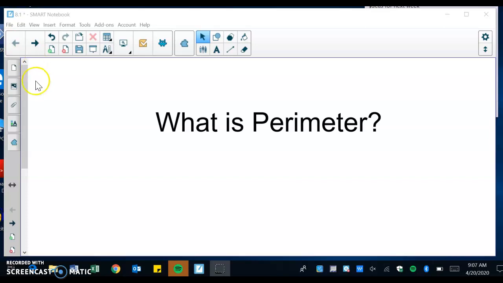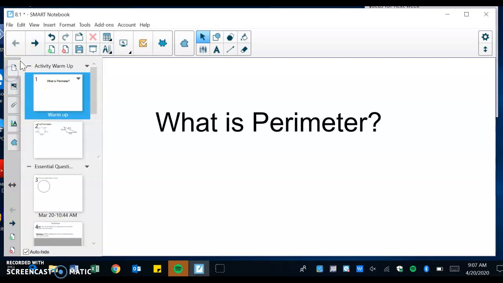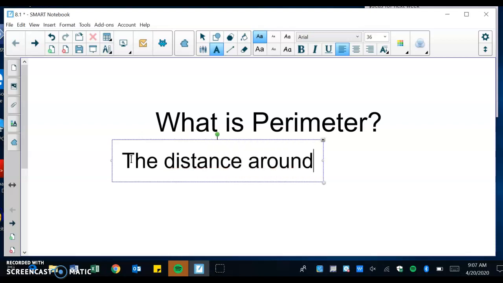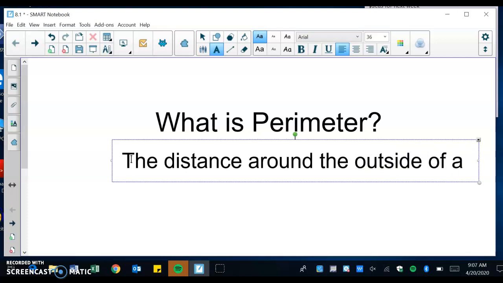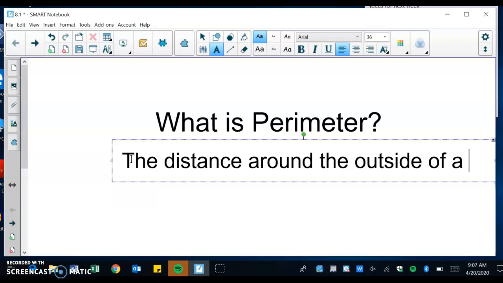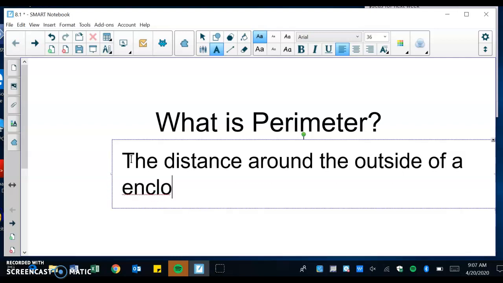Alright, so today we're going to learn about circumference and circles. And the first thing with the circle and circumference is you have to figure out what perimeter is. Perimeter is the distance around the outside of a shape. You can make it better and say enclosed shape.